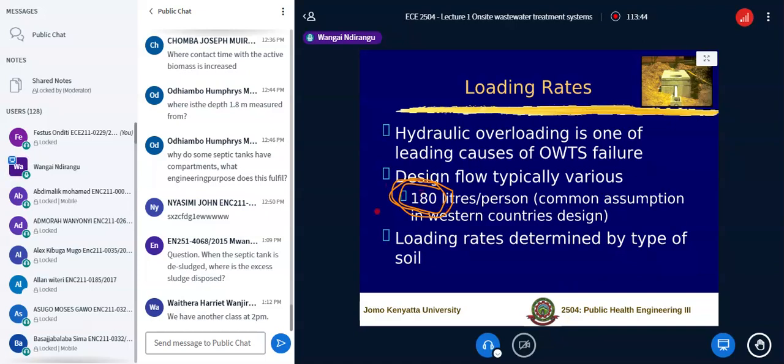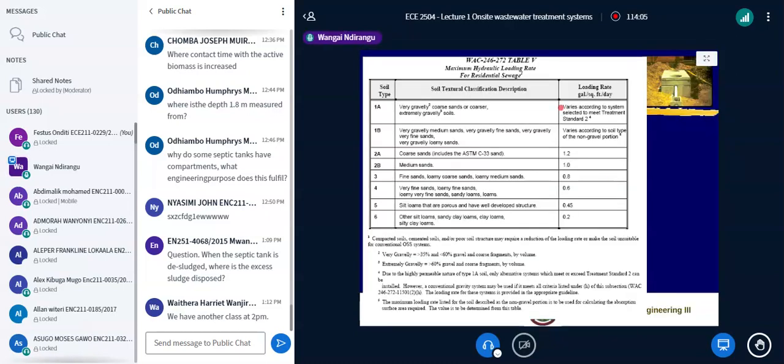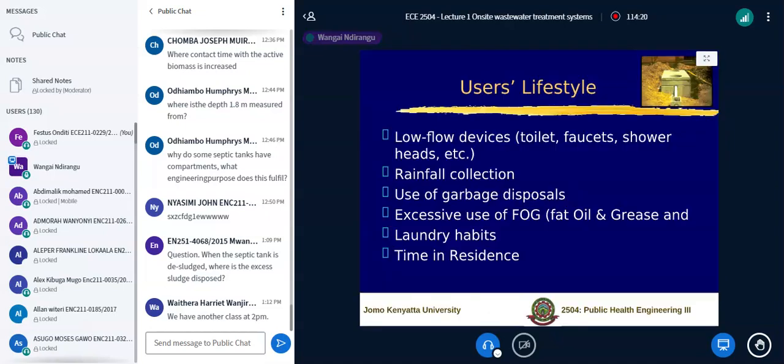Therefore, I just warn you that when you look, for example, at the British standard, they use this per capita consumption as a basis for design, because they have their data there. And as I was saying, once you look at the soil type, then you can look at what I call the loading rate, this hydraulic loading rate, and there are figures available from empirical evidence.